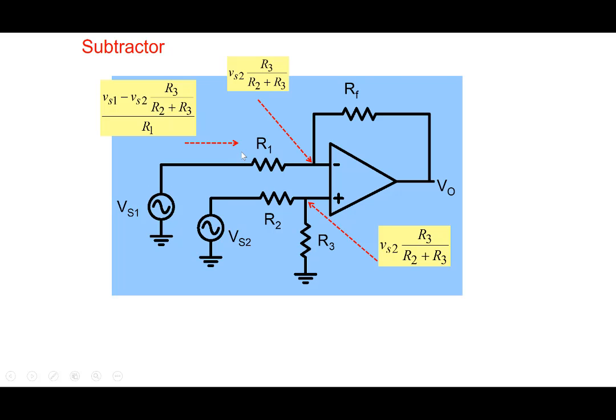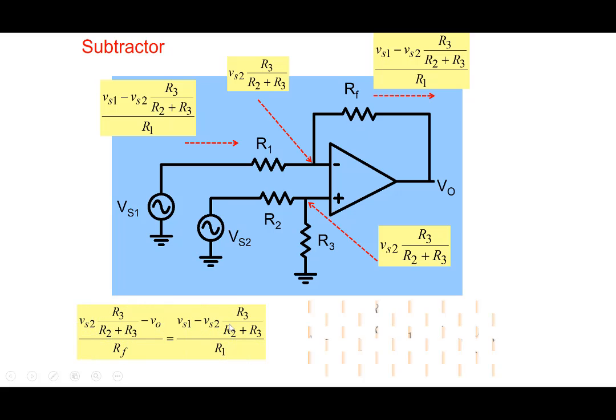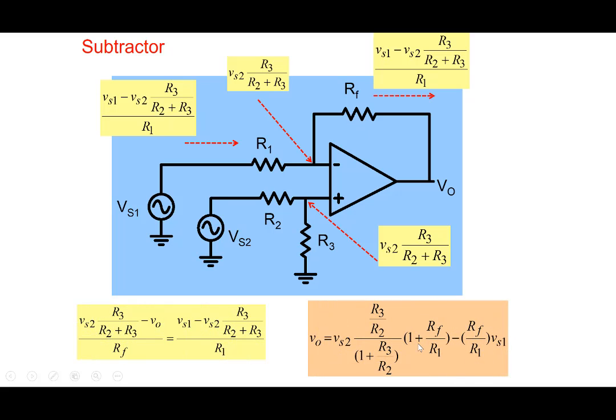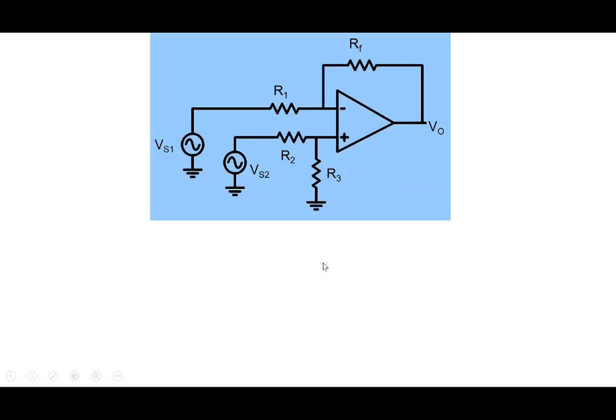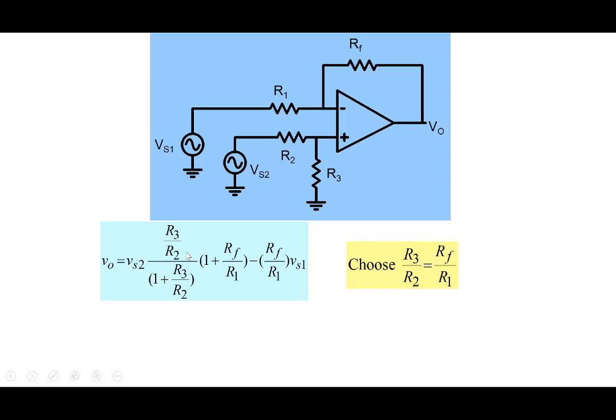Now we can calculate the current. The same current would flow here. And apply Ohm's law across this, and rearrange it so you get an expression like this here. And let's simplify it here. So we get this expression here. So now let's choose R3 by R2 equal to RF by R1. R3 by R2 equal to RF by R1.